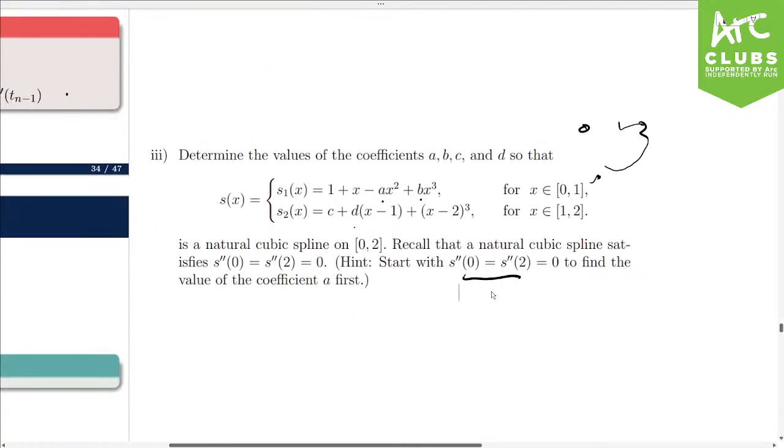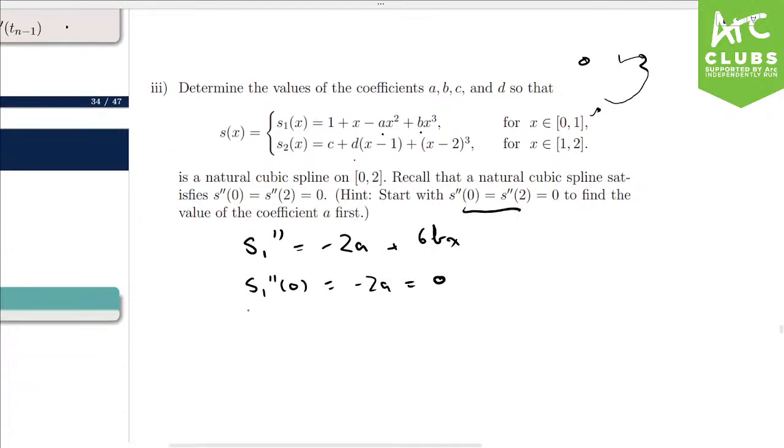The hint in the question tells us to use this first to find a, so that's probably a good place to start. So S1. The second derivative of this will be minus 2a plus 6bx. And then S1'' of 0 would be minus 2a, which is equal to 0. So we have a is equal to 0 here. So that means we can also write S1 is equal to 1 plus x plus bx cubed.